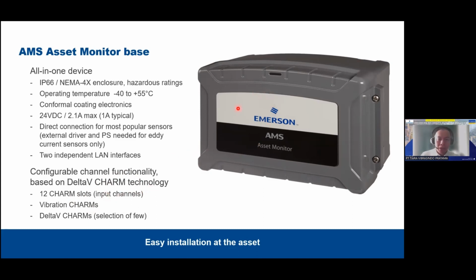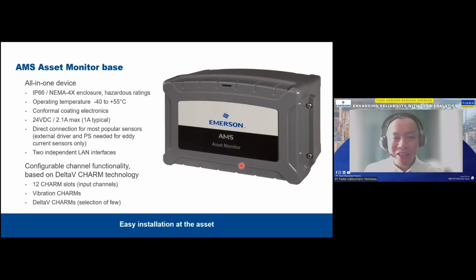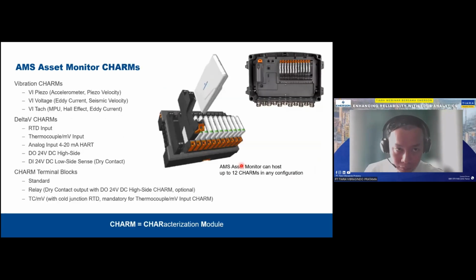As I mentioned earlier, we only have 12 cards here, 12 channels. What if your machine has more than 12 measurement points? Yeah, as I mentioned, you can daisy chain. You can combine multiple asset monitors together. So that is the solution, right? All right. So we go next to the cards.